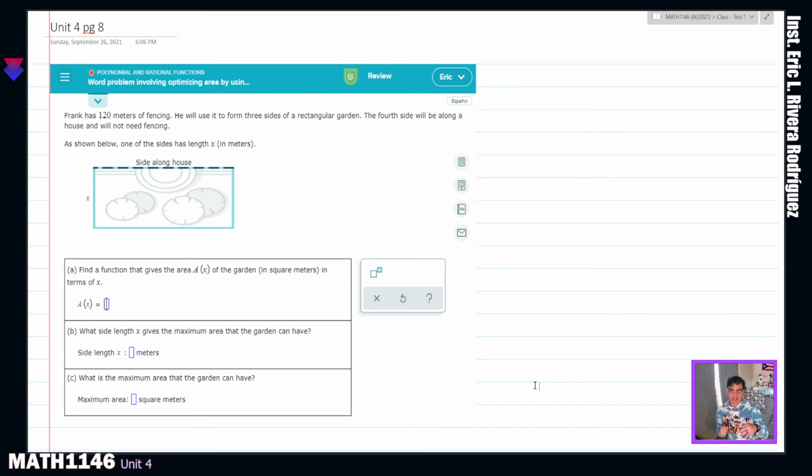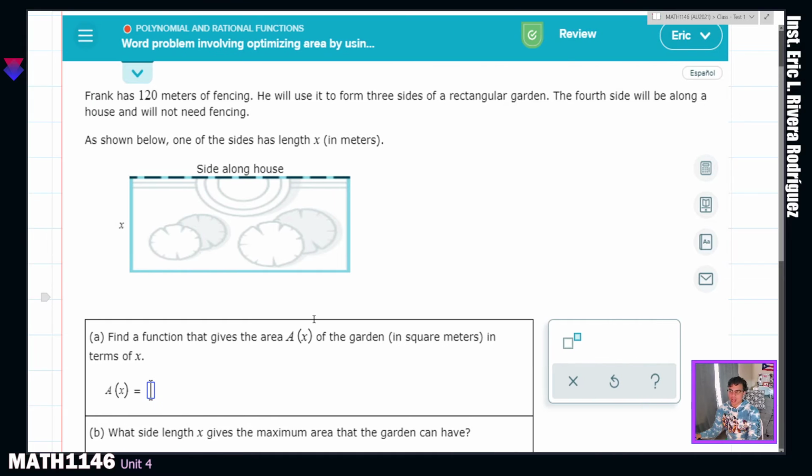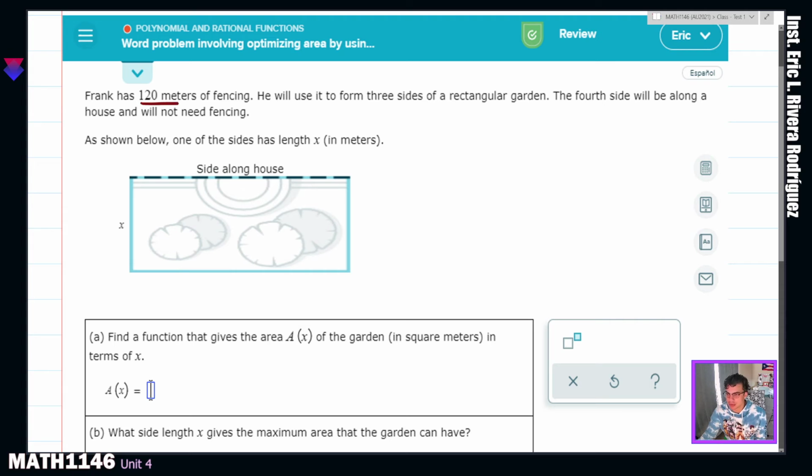We solve this exercise in 3 steps, in 3 parts. Let's start with reading it. So what we have here, Frank has 120 meters of fencing. Okay, important information. The important thing here is this 120 meters of fencing.